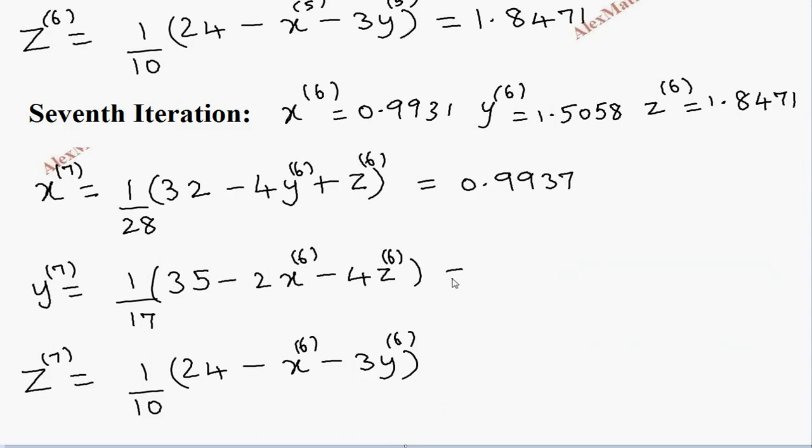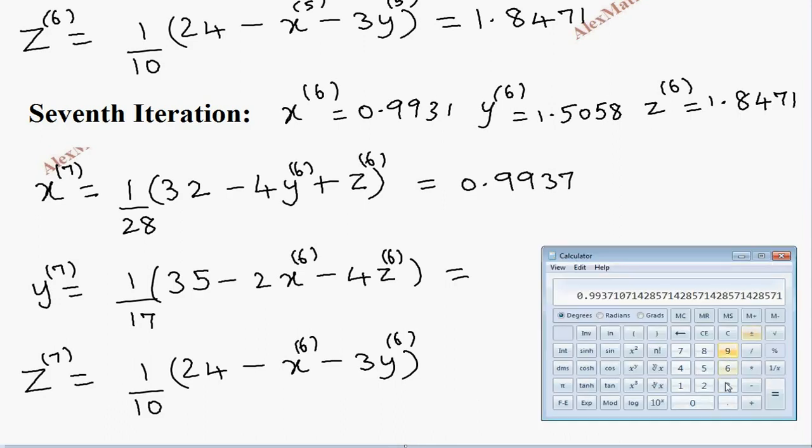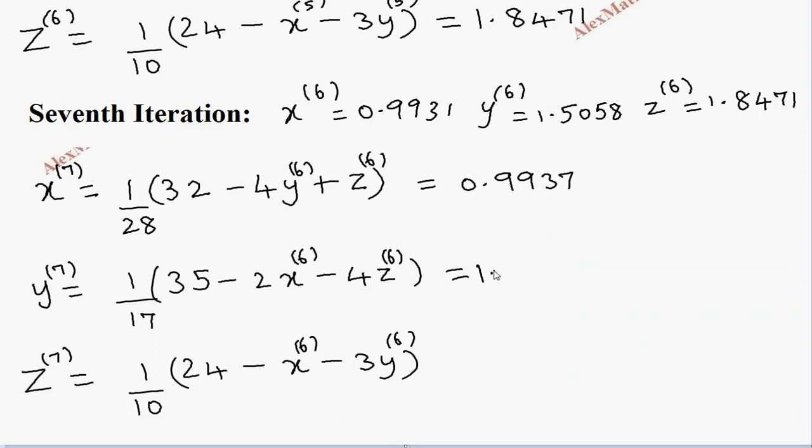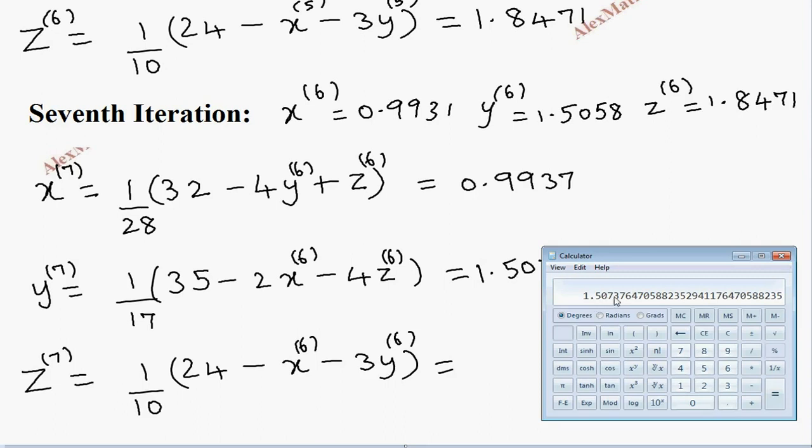Then coming to y of 7, it is 35 minus 2 into 0.9931 minus 4 into 1.8471. This whole value divided by 17 gives 1.5074, 1.5074 after rounding up to 4 decimal places.